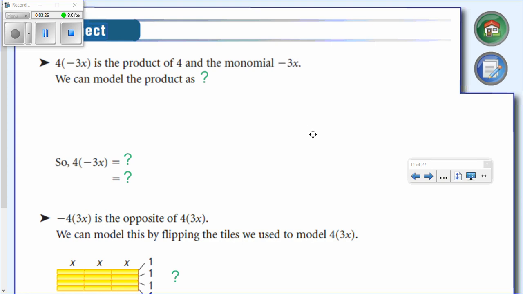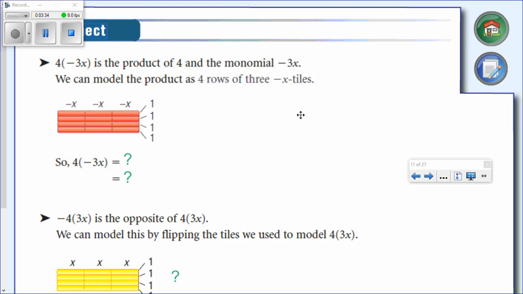So 4 times negative 3x, almost the same thing, except now we have a negative number. That's okay. We're not bothered by that. We can model the product as similar, except now we have the red tiles, right? So our negative side of our tiles, we have the 3x's here and the 4. So 4 times minus 3x gives us minus 3x, minus 3x, minus 3x, minus 3x, which is minus 12x.